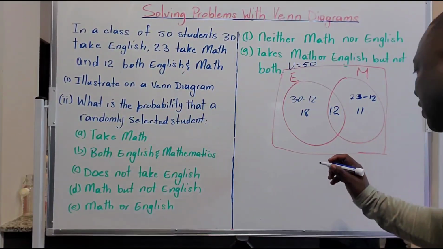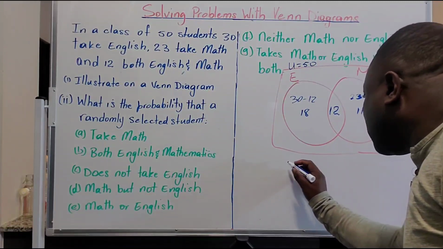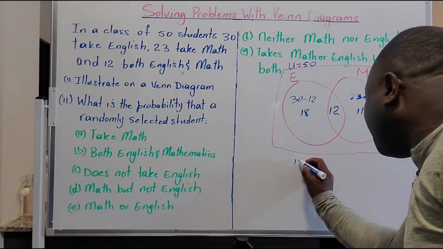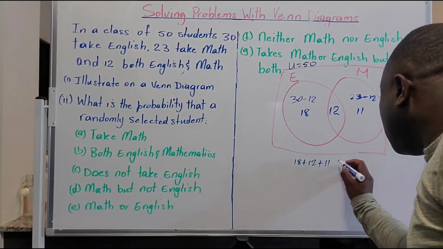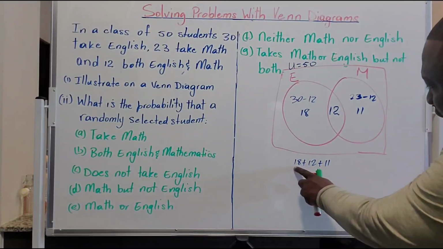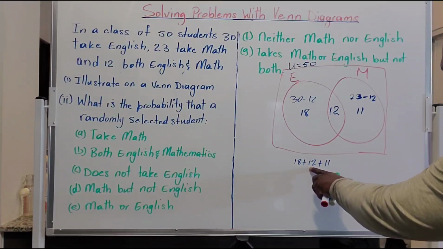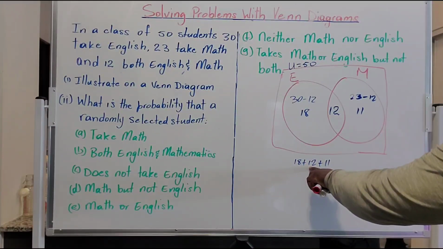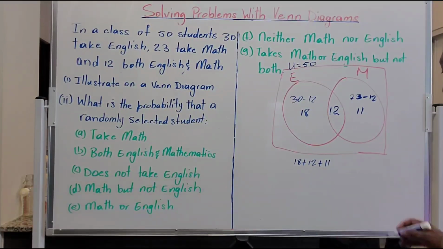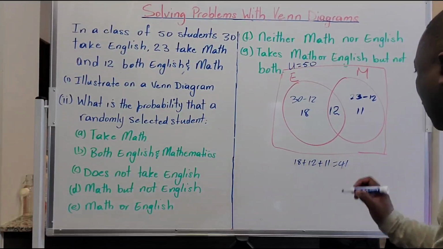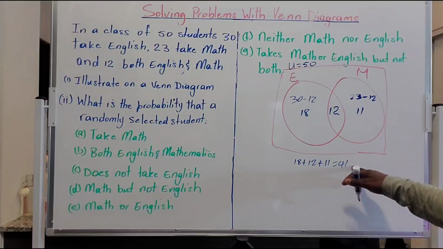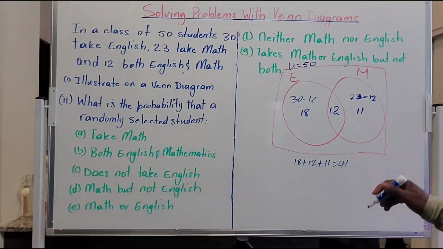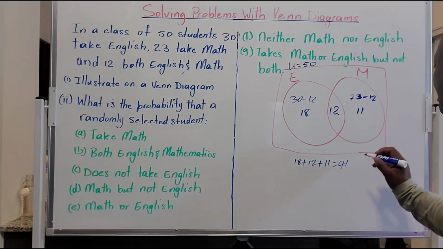Now, we must account for all students in the class. So the total class, we are thinking of 18 plus 12 plus 11. 18 and 12 will give us 30, and 11 will give us 41, guys. So what happened to the other students? We have not yet accounted for 9 students. So we know 50 take away 41 will give us 9.